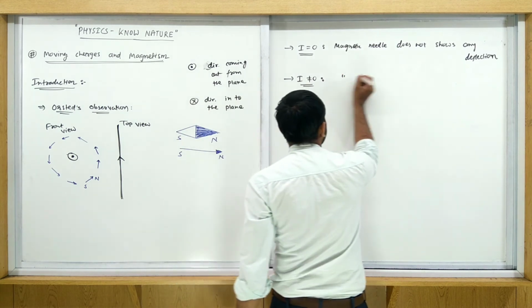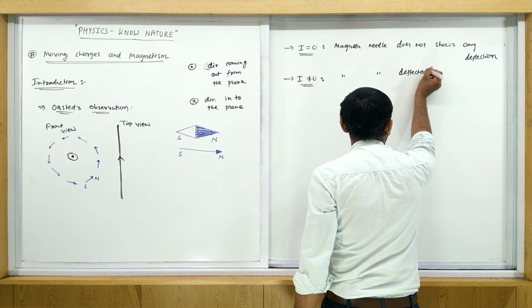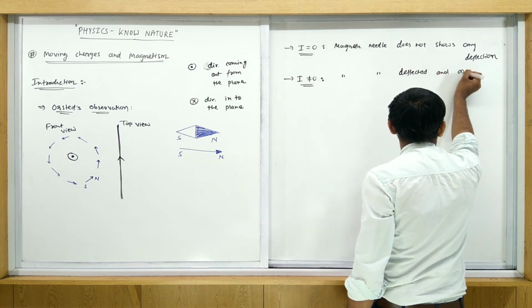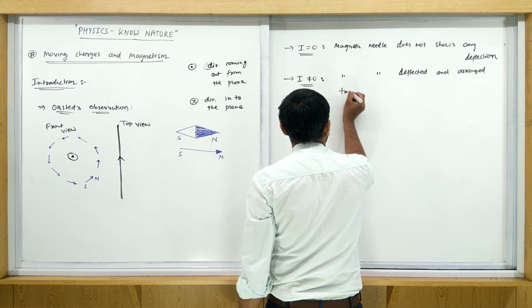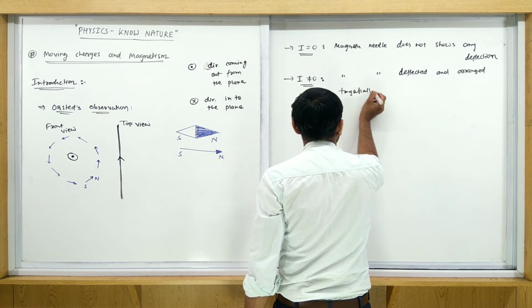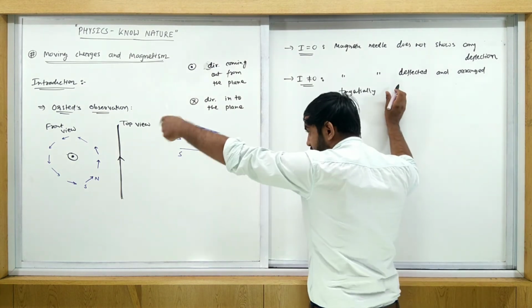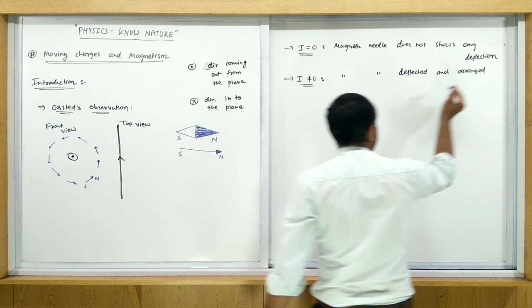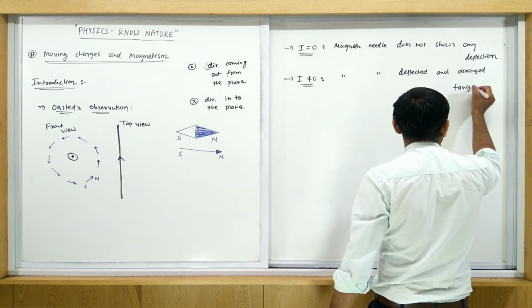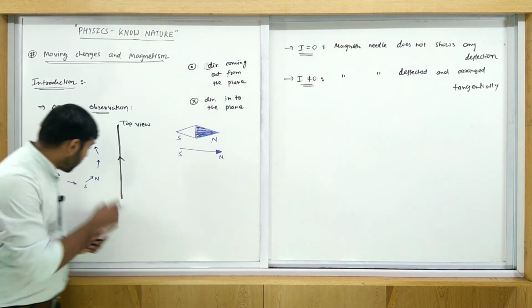So the magnetic needles are deflected and arranged tangentially, along the tangential direction of a circle. Okay, so the magnetic needles are deflected and arranged tangentially like this, as I am drawing this figure.